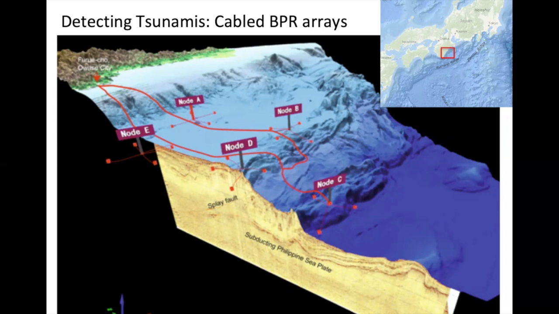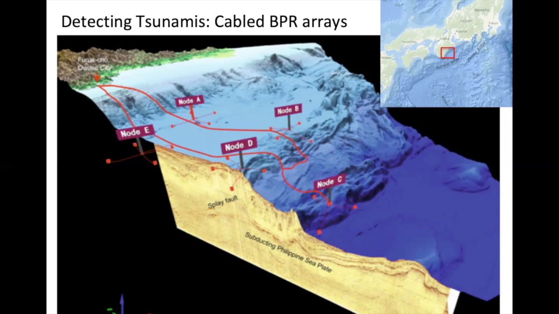This diagram is of Japan's dense ocean floor network system for earthquakes and tsunamis, otherwise known by its acronym DONET #1, off the coast of Japan. It includes pressure monitors and strong motion sensors, broadband seismometers, even hydrophones and thermometers.